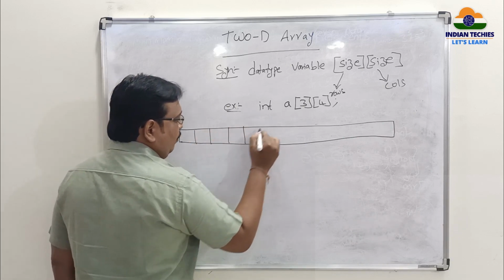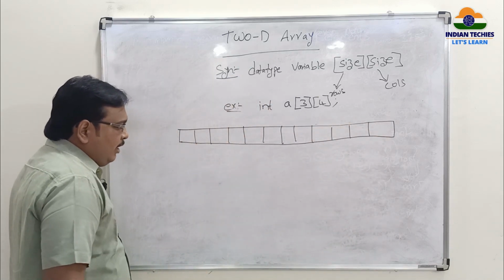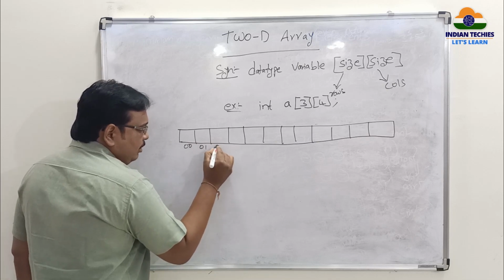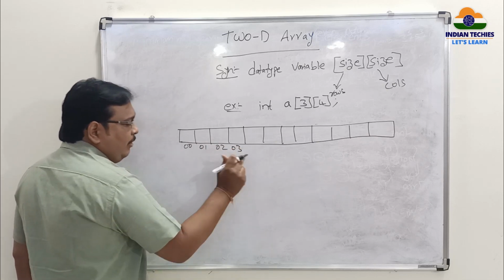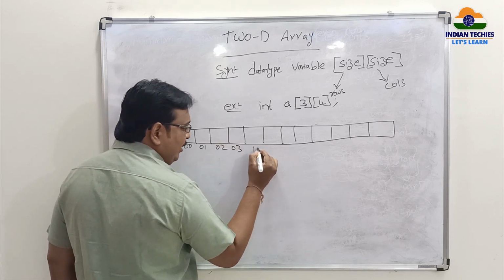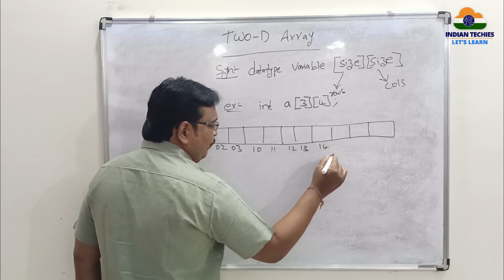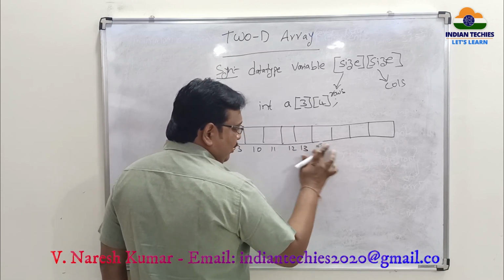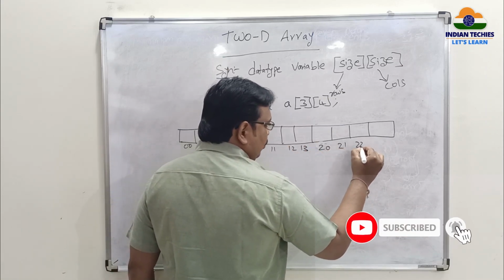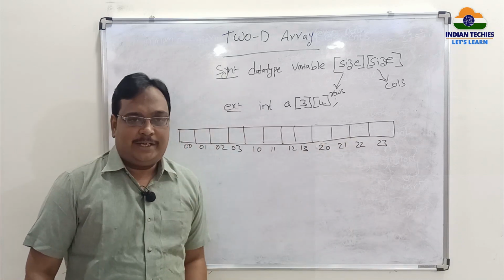1, 2, 3, 4, 5, 6, 7, 8, 9, 10, 11, 12. Now, the first position is called 0, 0. Next one is 0, 1, 0, 2, 0, 3. So, as per this, one row has been completed, then the next one will be called 1, 0, 1, 1, 1, 2, 1, 3. Next one is 2, 0, 2, 1, 2, 2, 2, 3. This is how the memory will be allocated in sequence.